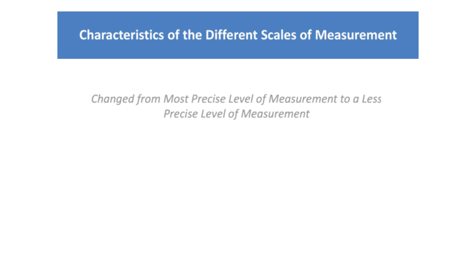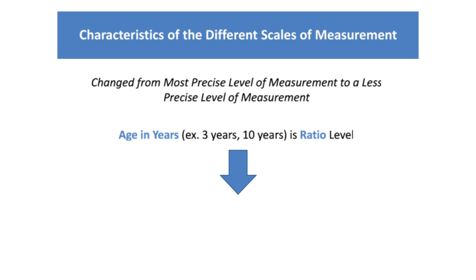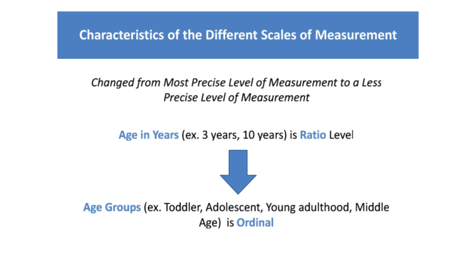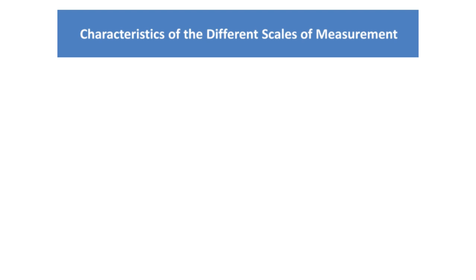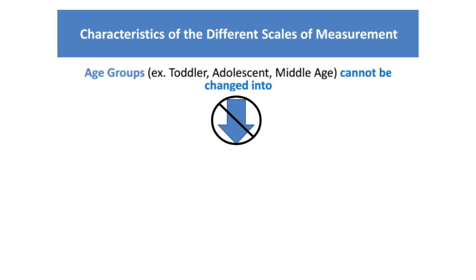It is also important to note that more precise data can always be scaled down to less precise data. For instance, a ratio level variable like age can be scaled into an ordinal variable of age groups, which could include toddler, adolescent, young adult, and middle-aged. Less precise data, however, cannot be made into more precise data. That is, an ordinal level variable, like age groups, cannot be changed into a ratio level variable, such as age in years.